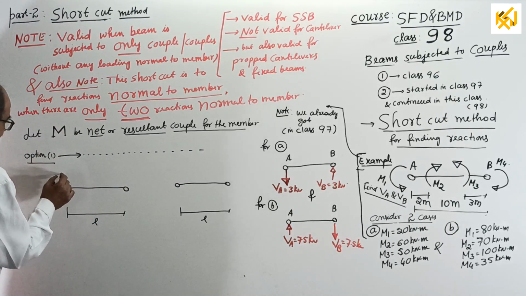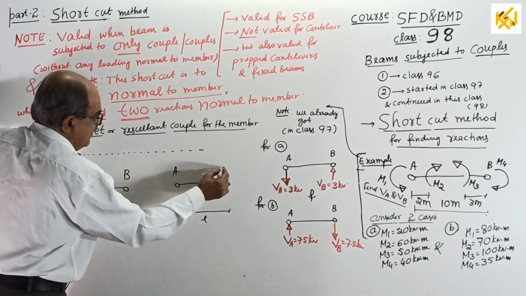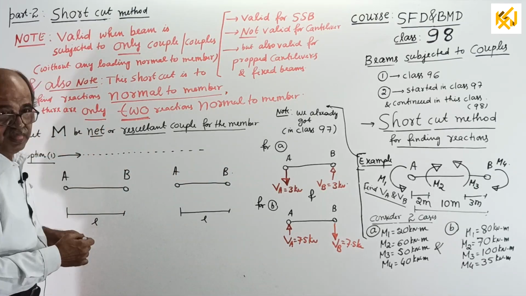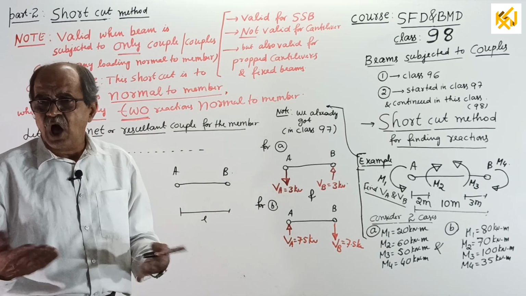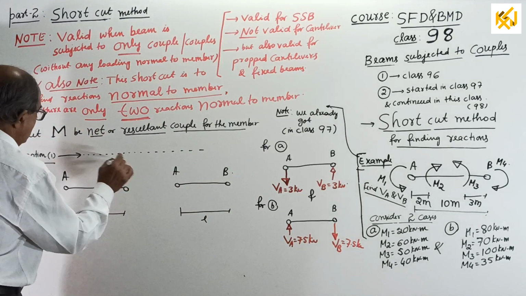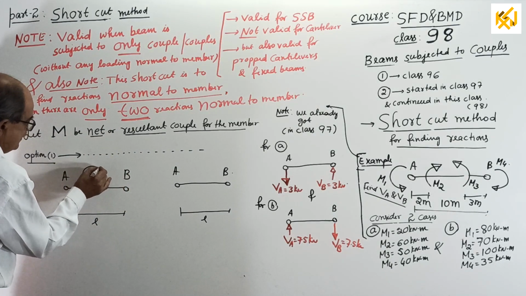So, I will do one thing. I will take this as A and this as B. Okay. Now, the net couple is M. M can be clockwise or M can be anti-clockwise. Suppose, imagine M is clockwise.